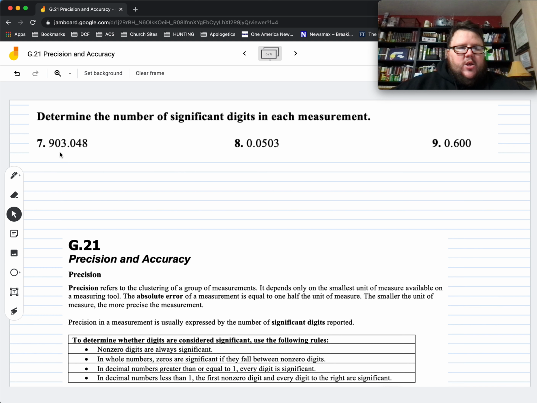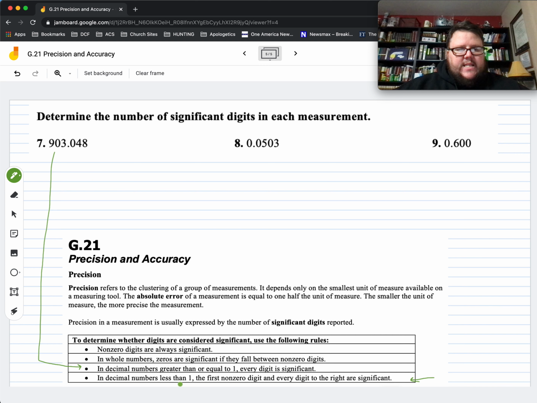This is 903.048, so it's non-zero digits. In whole numbers, it's not a whole number. In decimal numbers greater than 1, that's the one that we're going to follow suit with. So number 7 goes to that rule. Number 8 and number 9 are both decimals less than 1, so they're going to follow this rule here. So I'll do number 8 with you.